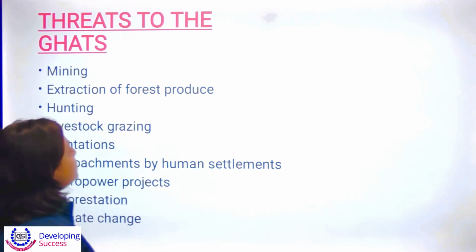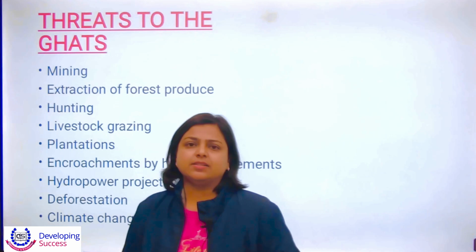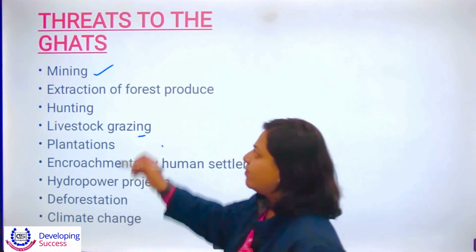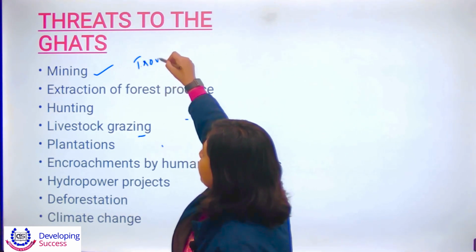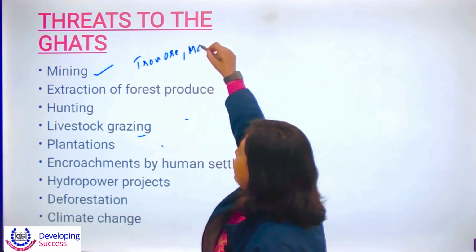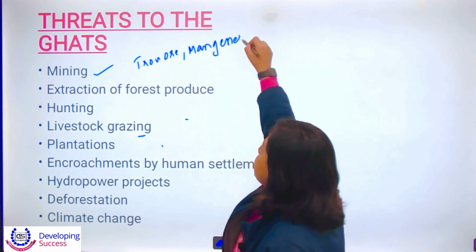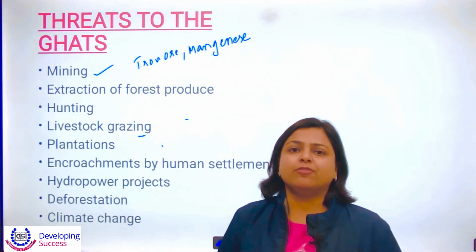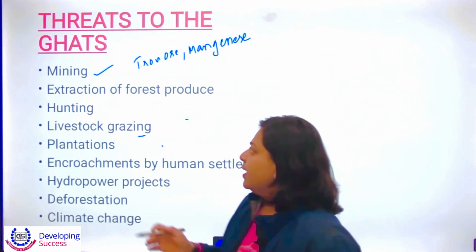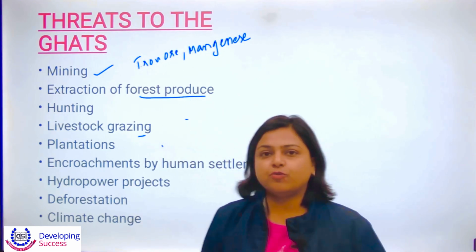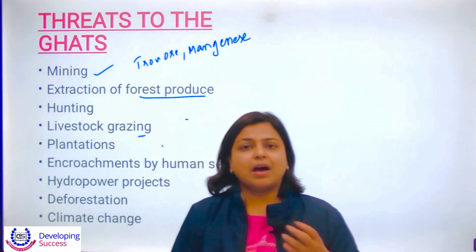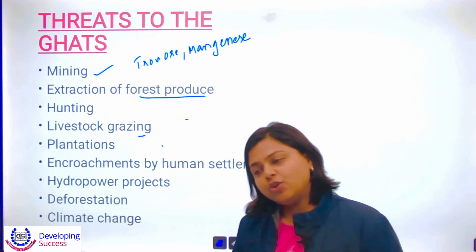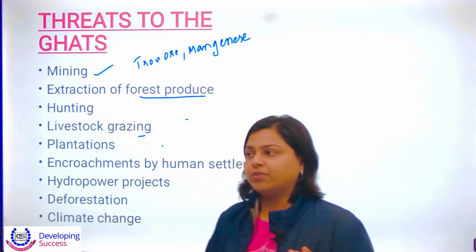Among the threats, it's very easy to identify the threats in any forest. First threat is mining. As I told you, the Western Ghats is iron ore rich. We have iron ore, we have manganese. So obviously if exploration of minerals is there, pollution will be there, and the pollution will be destroying the forest, which they are already doing. Next is extraction of forest produce. Forest produce like wax, timber, honey actually increases human activity, and human activity will bring the degradation of the forest.